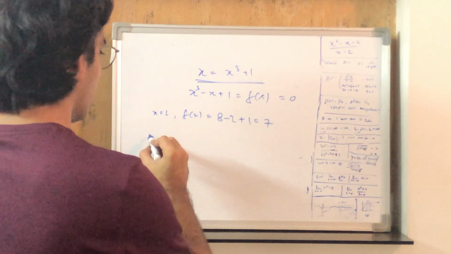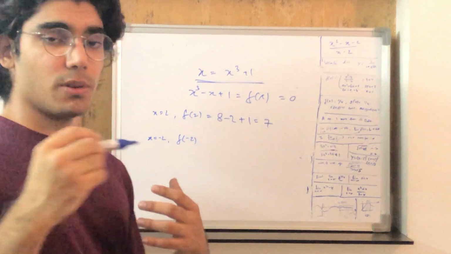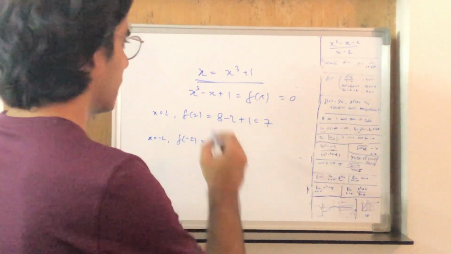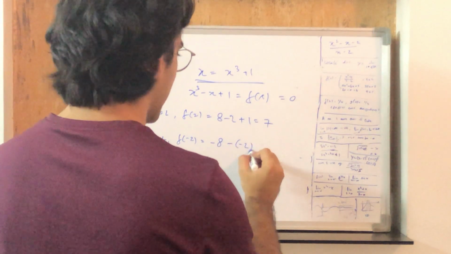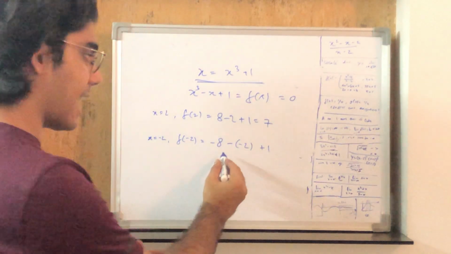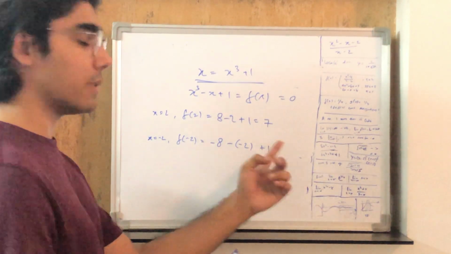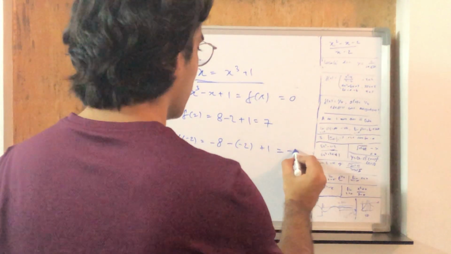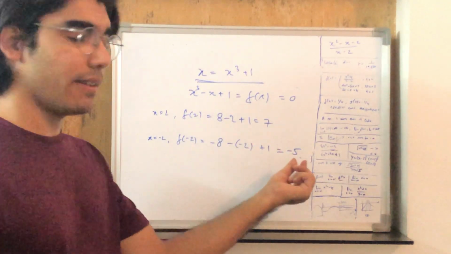Straightforward. And what is the value that this function takes when x is equal to negative 2? Pretty simple. Negative 2 cubed is negative 8 minus negative 2 plus 1. Negative 8 plus 2 is negative 6. Negative 6 plus 1 is negative 5. So, f of 2 is 7, f of negative 2 is negative 5.